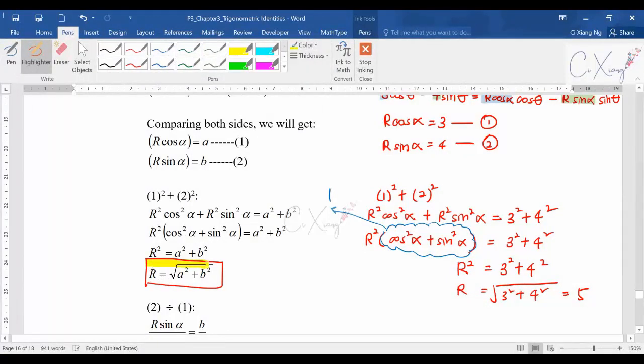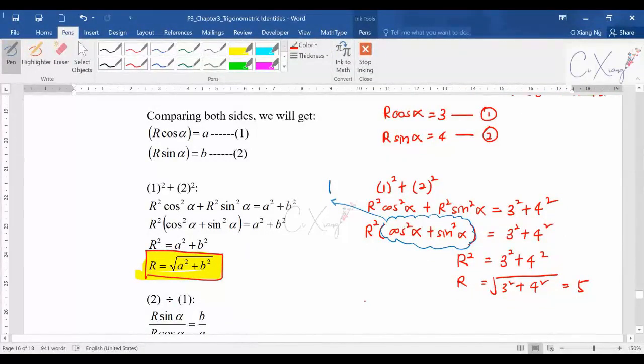Okay, then how can I get the alpha? So to get the alpha, I want to get rid of the R first. To get rid of the R, we use 2 divided by 1. So I'm applying the same thing here. I will take 2 divided by 1. When I take equation number 2 divided by equation number 1, what do I have?